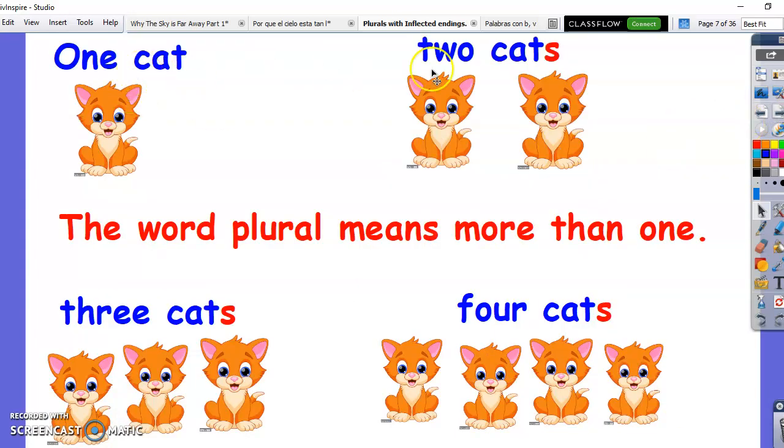One cat, two cats. The plural means more than one. It doesn't matter if it's 2 cats, 3 cats, 4 cats, or 5,000 cats. When there's more than one, you have to put an S on the end to show that it is plural.